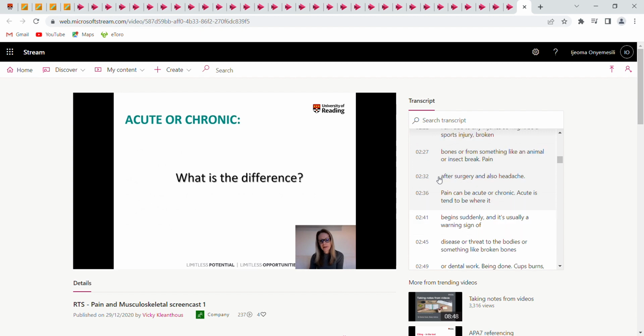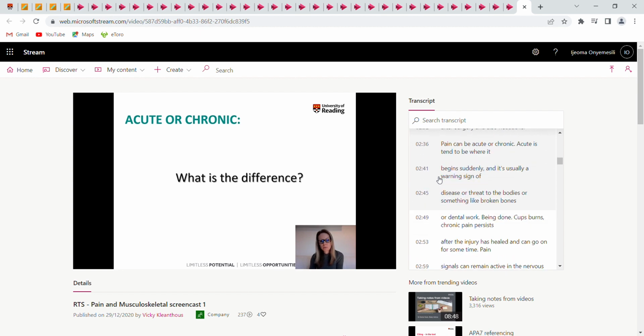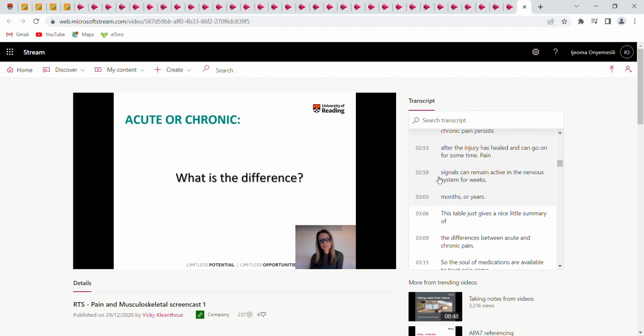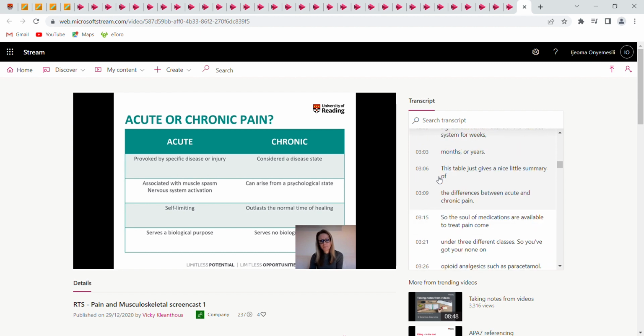Pain can be acute or chronic. Acute tends to be where it begins suddenly, and it's usually a warning sign of disease or threat to the body. So something like broken bones or dental work being done, cuts, burns. Chronic pain persists after the injury has healed and can go on for some time. Pain signals can remain active in the nervous system for weeks, months or years. This table just gives a nice little summary of the differences between acute and chronic pain.